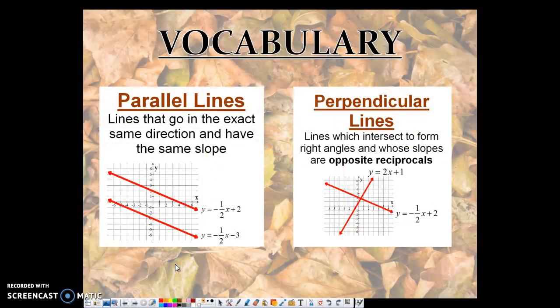Okay, parallel lines. It's important to know that parallel lines have the same slope. They never ever touch, and they have the same slope. Perpendicular lines have slopes that are opposite reciprocals, meaning this 2 here is technically 2 over 1, okay? And the opposite reciprocal of that is negative 1 over 2.